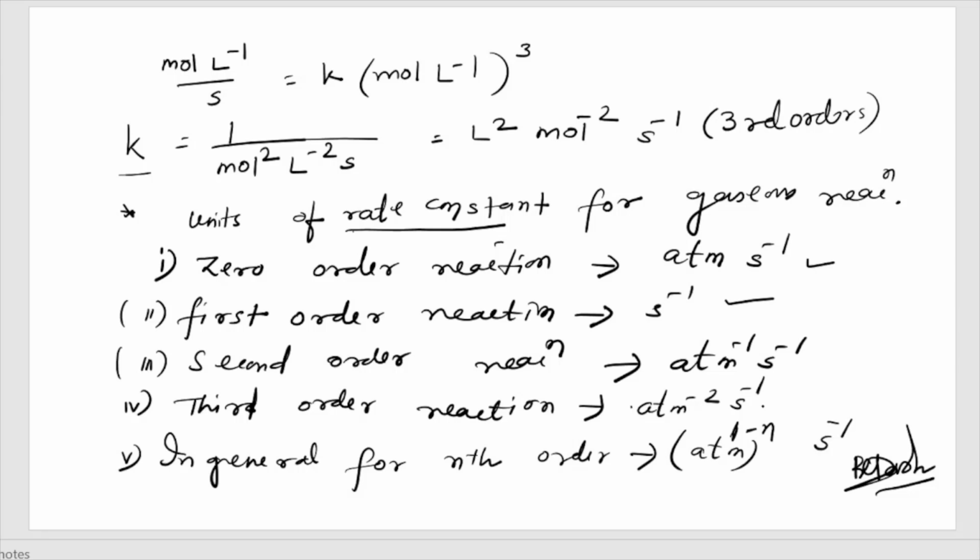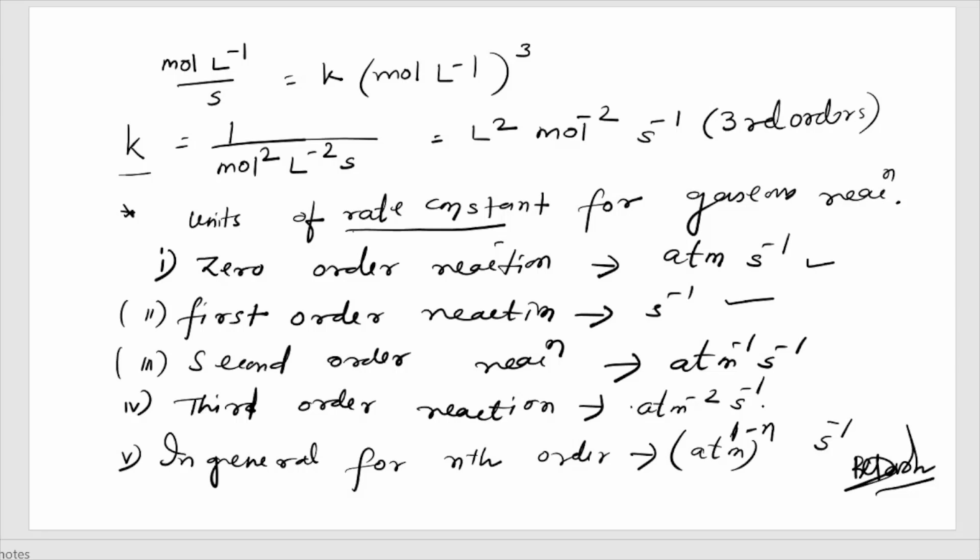Are you clear? That means for the pressure, where the atmosphere word is used, for the gas phase reaction, where it is 0 order or first order. If it is 0 order, these are atm second inverse, first order second inverse, second order atmosphere minus 1, second minus 1. Similarly, we will follow up to nth order.